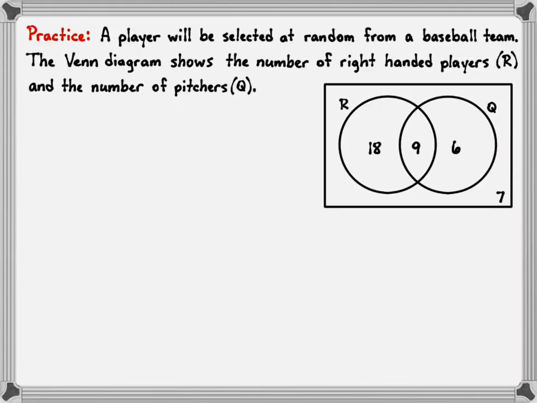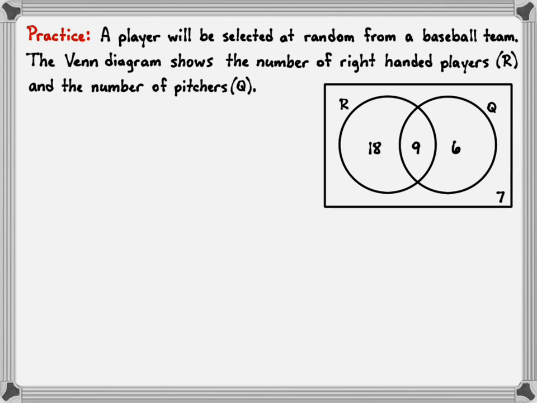Let's go ahead and take a look at one last problem here. A player will be selected at random from a baseball team. The Venn diagram shows the number of right-handed players and the number of pitchers. So this circle represents the number of right-handed players, and this circle represents the number of pitchers.